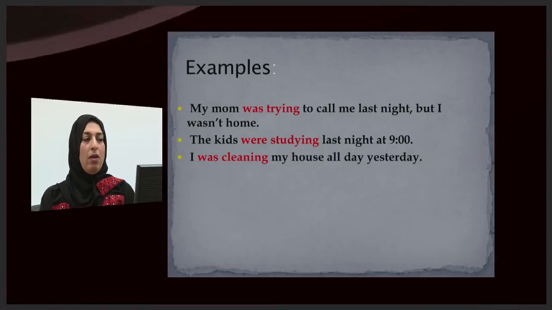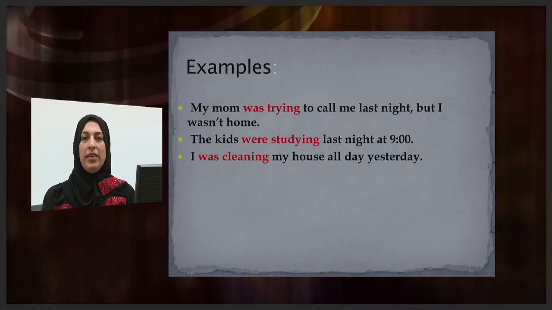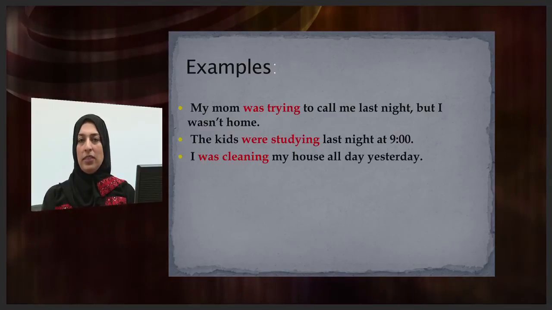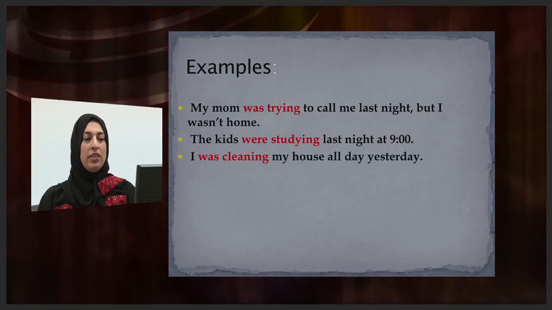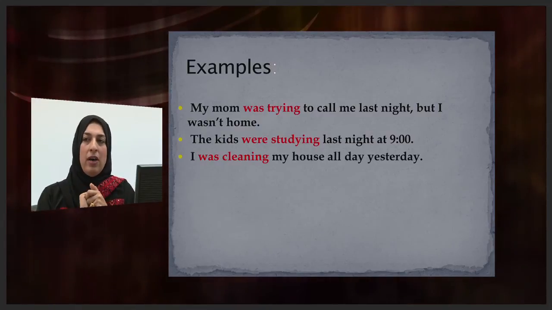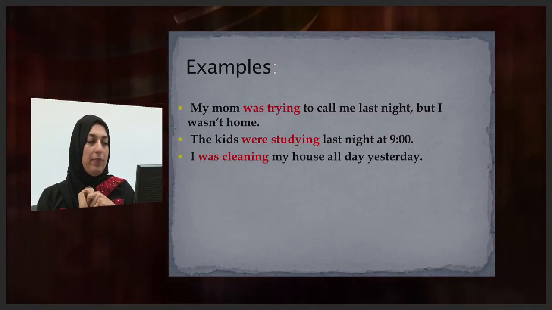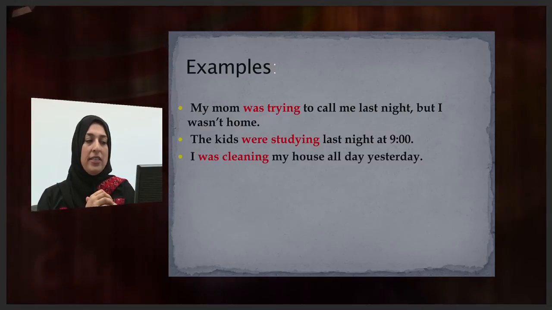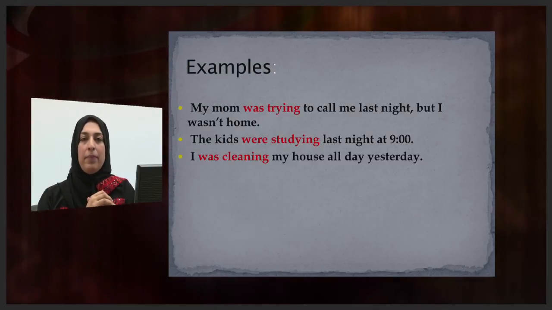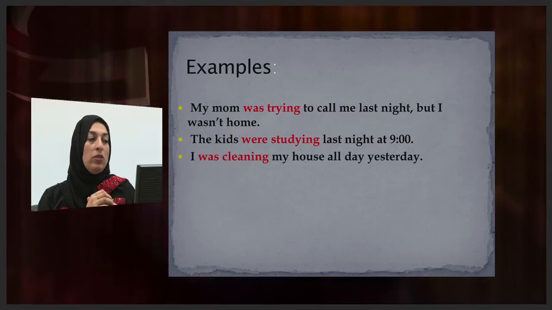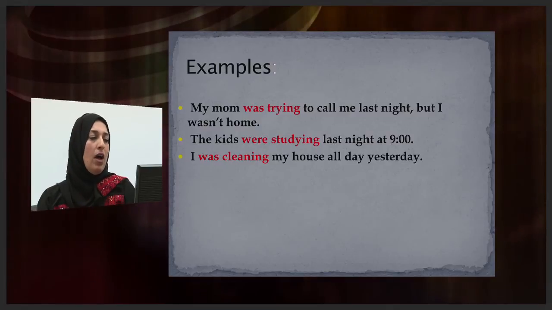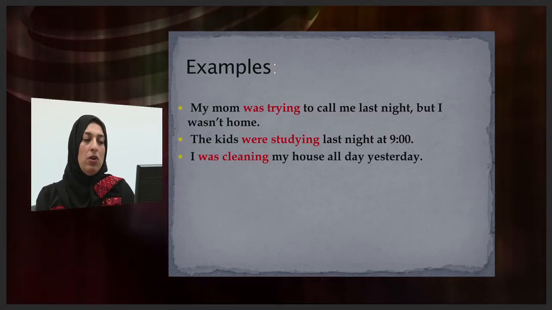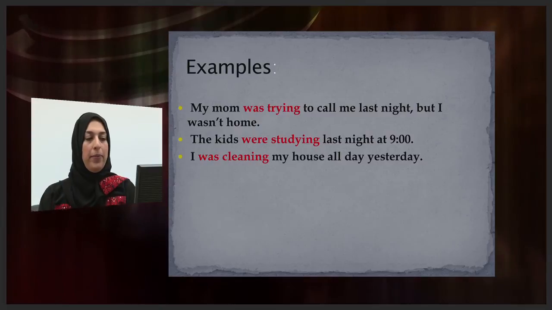Examples. My mom was trying to call me last night, but I wasn't home. Of course, here my mom is singular, and with singular nouns we use was. The kids were studying last night at 9. As we all notice here, the kids is plural, so we used were. I was cleaning my house all day yesterday.